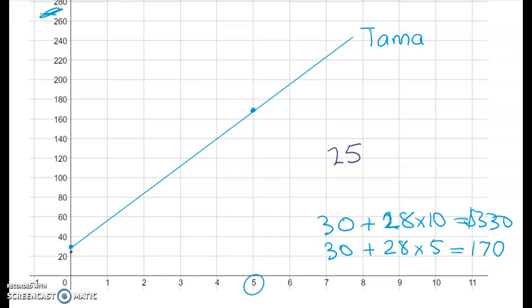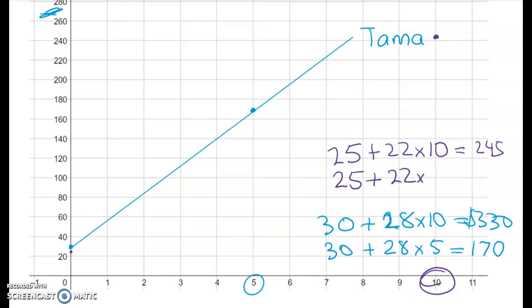So for 10 hours, it'll be 25 plus 22 times 10. So 220 plus 25 is 245. So let's go here out to 10 and now put his number on. So it's going to be about like that. Or another good round number-ish would be 5 hours. So that's going to be 25 plus 110, which is 135. So at 5 hours, you can see that he's quite a lot lower than Tama.